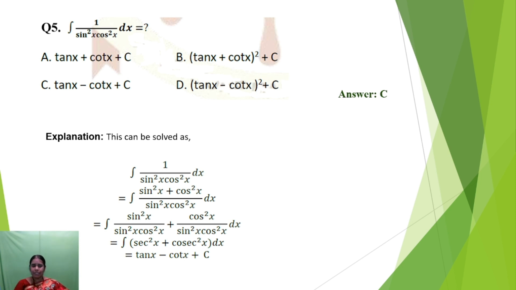1 by cos² is nothing but secant squared. 1 by sin² is nothing but cosecant squared. On integrating, the integral of sec²x is tan x, and the integral of cosec²x is minus cot x, which is in our option C. So the answer for our given question is C. This is what we have in this section.